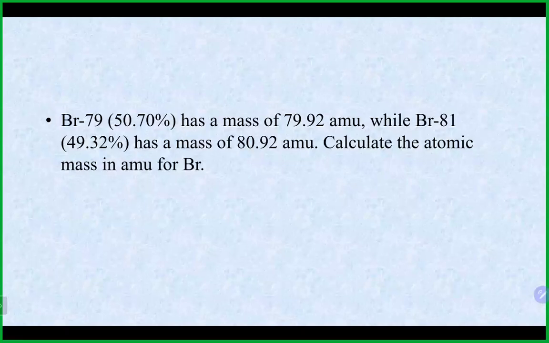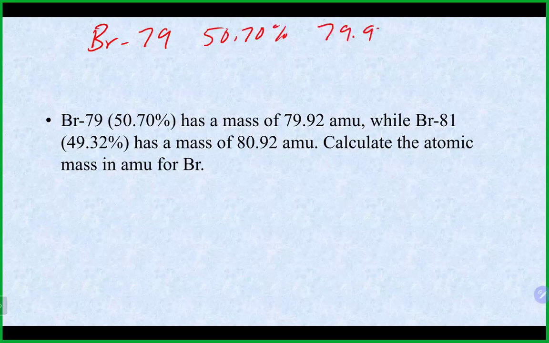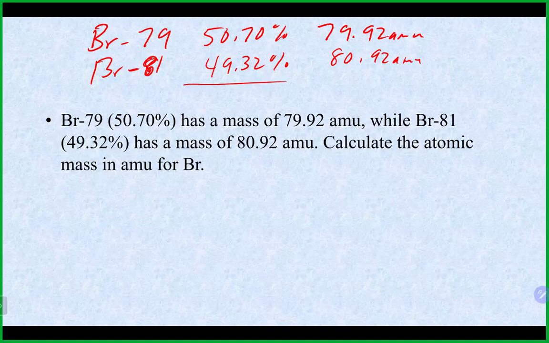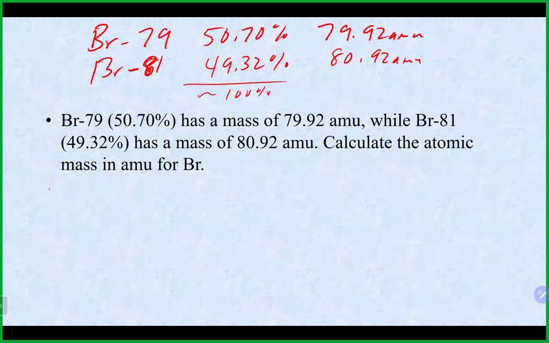Okay, so in this case, we got a couple of isotopes of bromine. Bromine 79 occurs about 50.70% of the time, and 79.92 AMU is its atomic mass. We have bromine 81. Remember, when we see this dash in the numbers, the mass number we're looking at, which is protons and neutrons, occurs about 49.32% of the time and has a mass of 80.92 AMU. Again, just a quick look at our percentages, and it's about 100%, a little bit over in this case, but that's okay. We're not obviously missing anything here. So we can calculate the atomic mass based on these two isotopes.